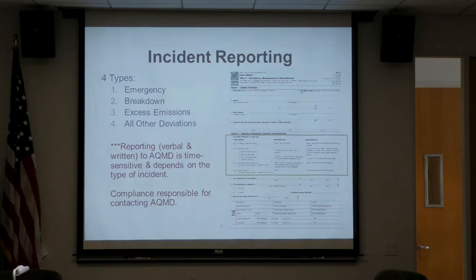Based on the types, they have different deadlines for the verbal report that needs to be made to AQMD. And some don't even require any verbal report to AQMD, but I'll discuss the examples later on. And later you will find a slide with a table that indicates the timeline in which compliance would have to notify AQMD. From this slide, I just want everyone to know that reporting is time sensitive, and that compliance will be responsible for contacting AQMD. So let us know if there's an issue, and then we'll make the call out to AQMD.